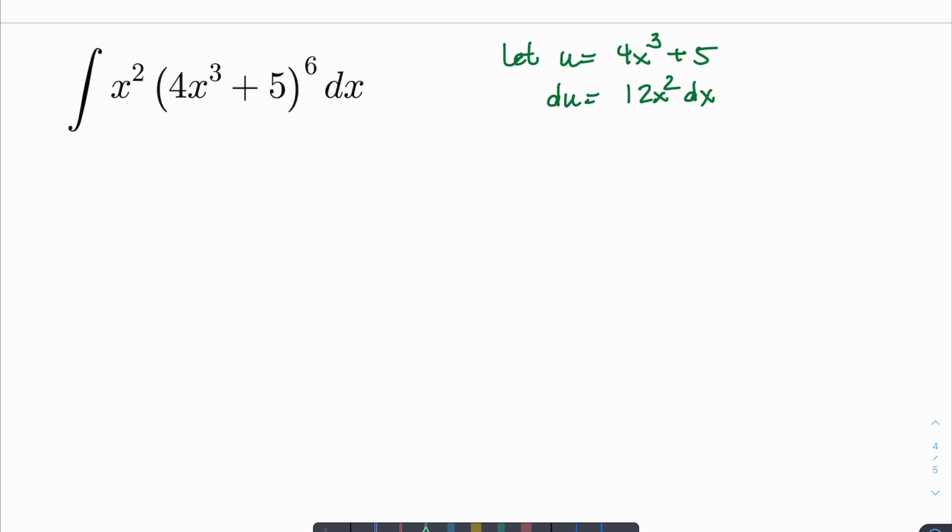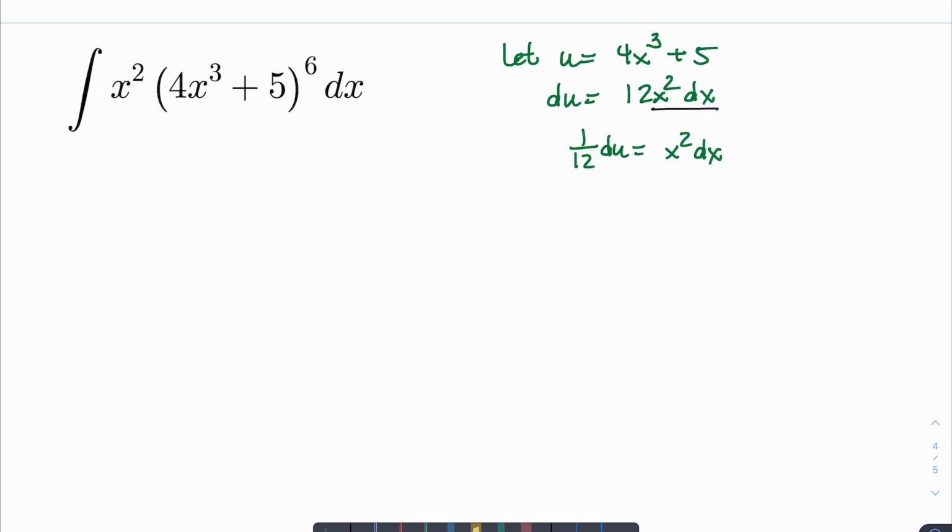So since x squared dx is in the integral, I am going to go ahead and isolate x squared dx to one side. So this means that 1/12 du is equal to x squared dx.